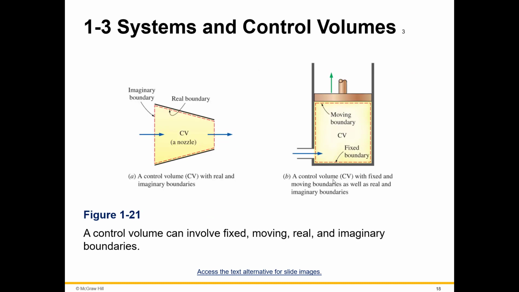Okay, and then we've got systems and control volume. Okay, so now you've got nozzles. Okay, so you've got a real boundary, which is the black, and you've got an imaginary boundary, and then you have a direction of flow. Okay, and then over here you've got the piston. You see the little rod at the top that I was talking to you about. We've got an inlet, right, coming in from the blue. And you've got a fixed boundary, and you've got a moving boundary. Okay, and a control volume with fixed and moving boundaries as well as real and imaginary boundaries. A control volume can involve fixed, moving, real, and imaginary boundaries, right? So just all of them.